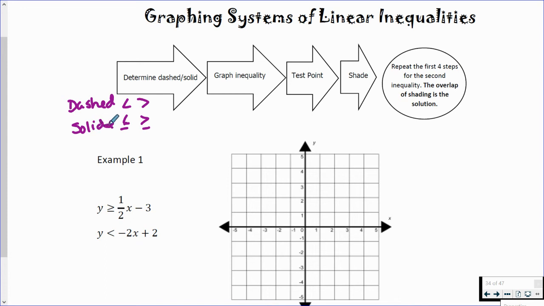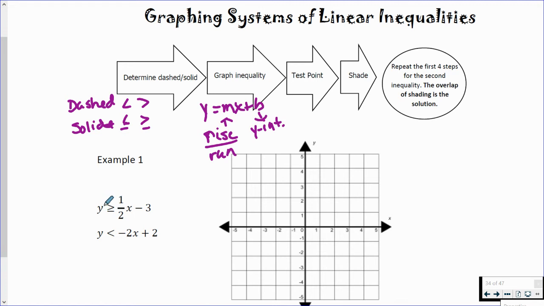You want to make sure you are in slope-intercept form. So remember your slope-intercept form, y equals mx plus b. You've got your slope, your rise over run, and then your b is your y-intercept. That's where you start your graph. You're going to treat it like it's an equation, even though it's an inequality. Okay, so let's start with that point, and then we'll do the rest of this here.